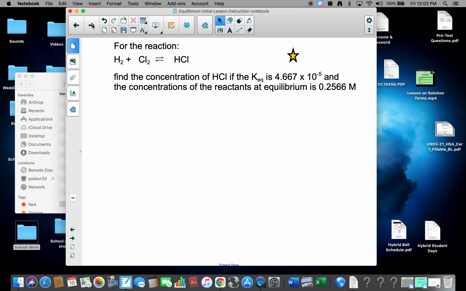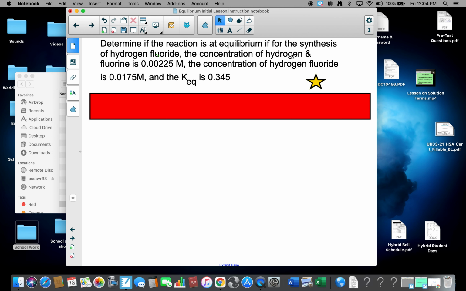For the reaction of hydrogen plus chlorine to give me hydrochloric acid, find the concentration of HCl. If the KEQ is 4.667 times 10 to the minus fifth, the concentration of the reactants at equilibrium is 0.2566 molar. And we'll look at this one in class. Determine if the reaction is at equilibrium for its synthesis of hydrogen fluoride. The concentration of hydrogen and fluorine is 0.00225 molar, and the concentration of hydrogen fluoride is 0.0175 molar, and the KQ is 0.345.